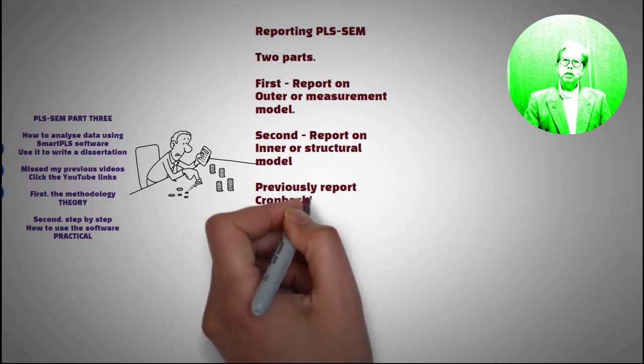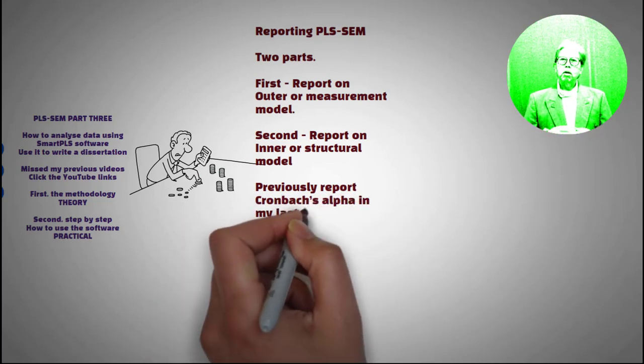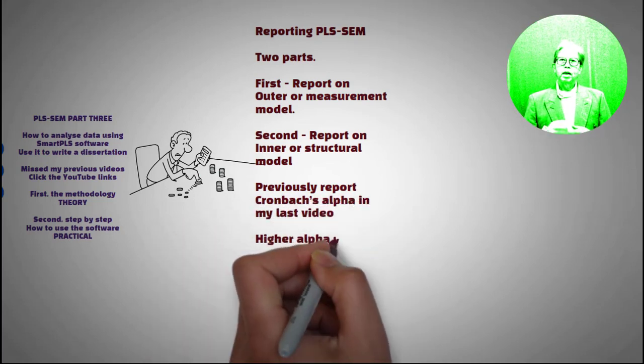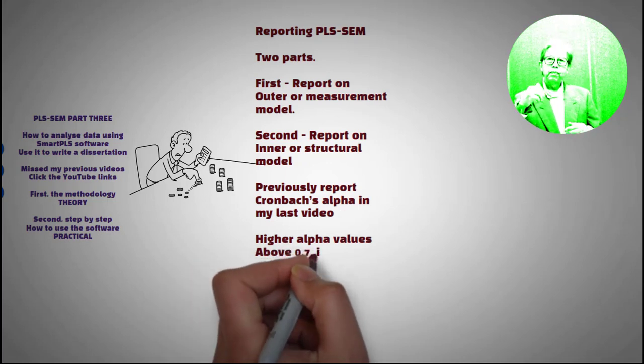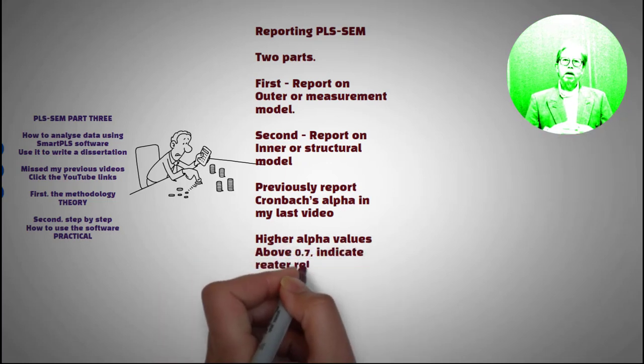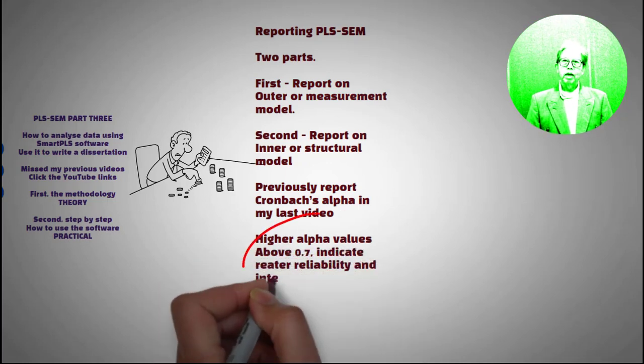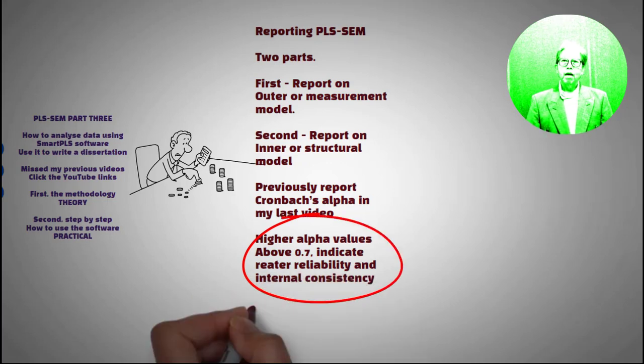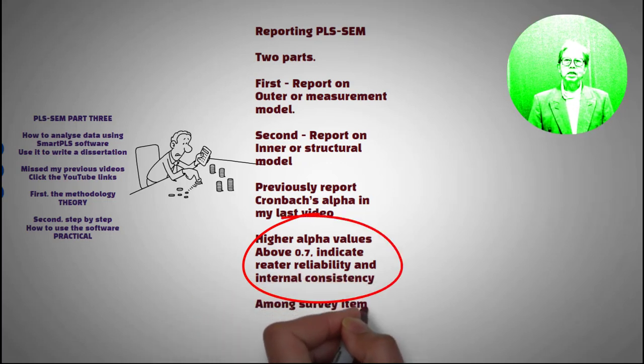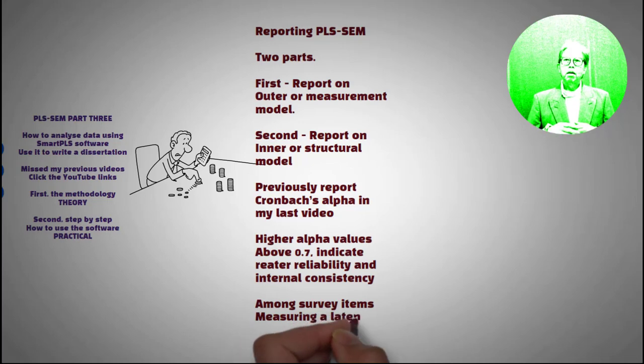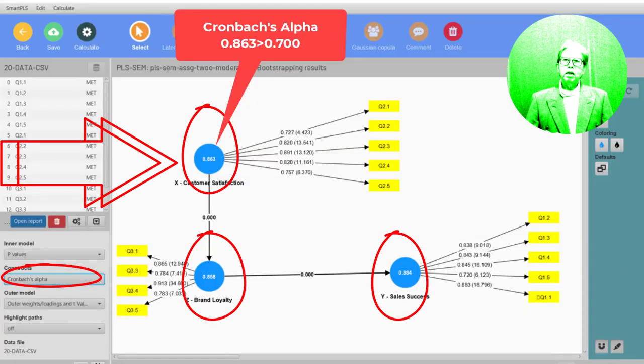I have previously discussed how to report Cronbach's alpha in my last video, in which alpha values above 0.7 indicate greater reliability and internal consistency among items measuring latent constructs. Today, I will show the following example.